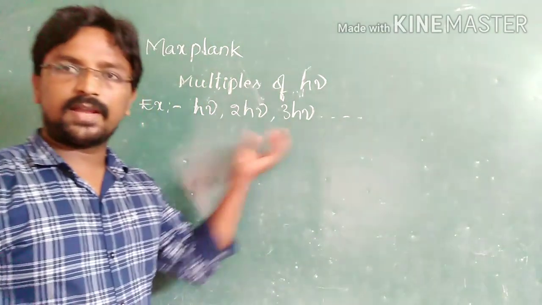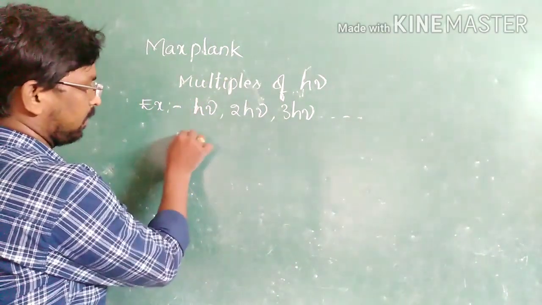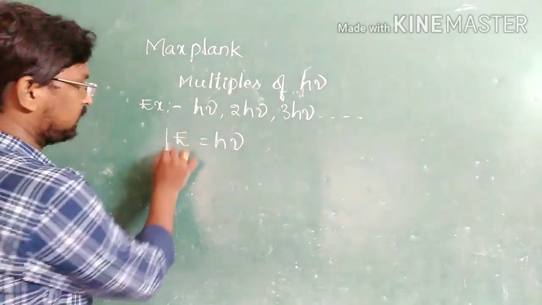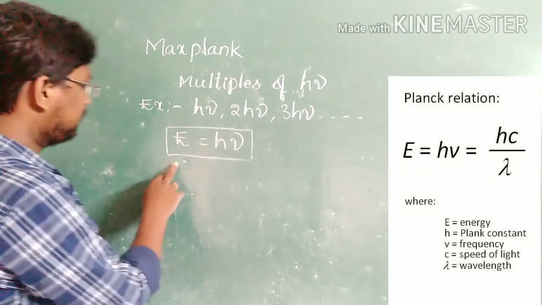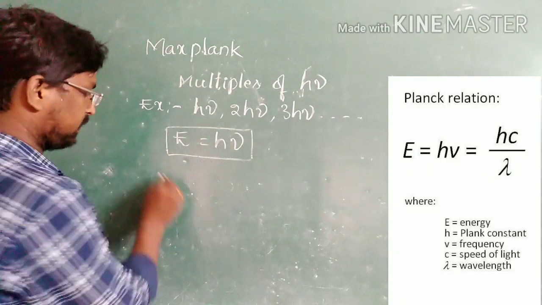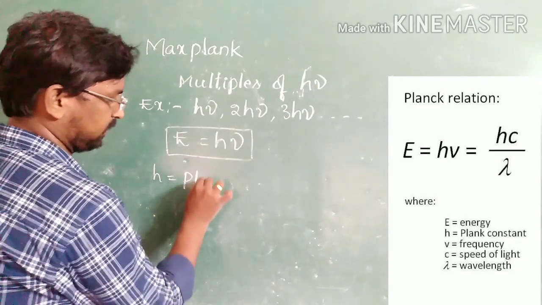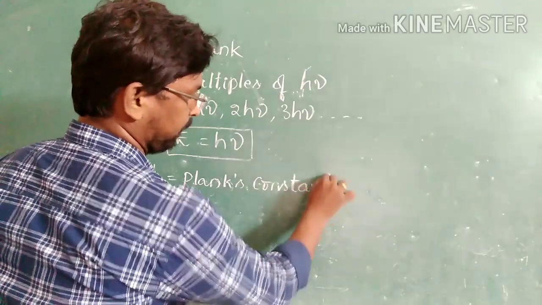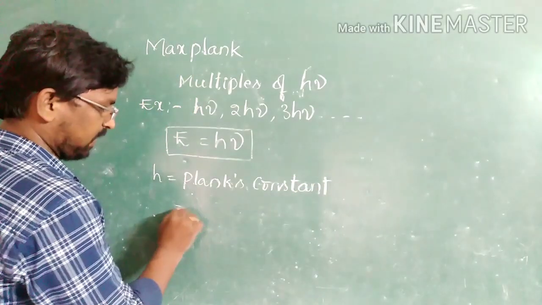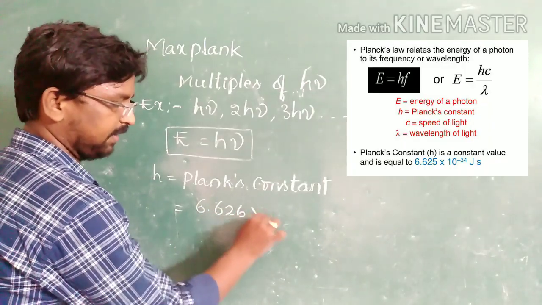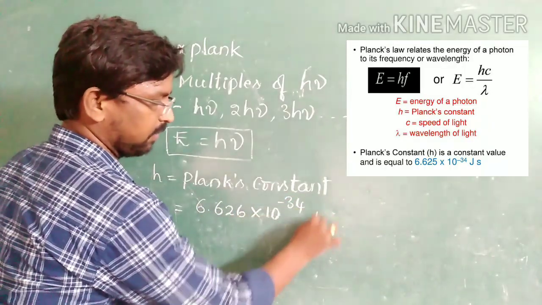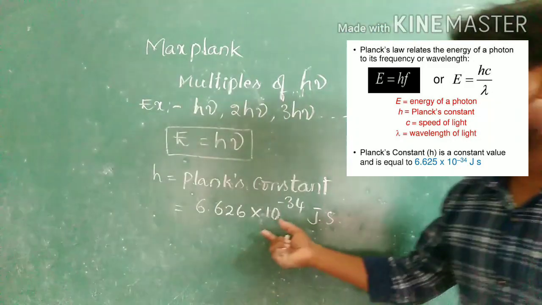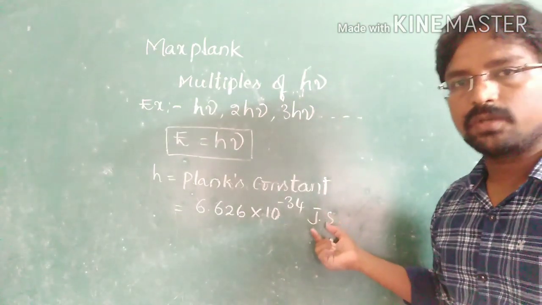He also gave the relationship E is equal to h nu. This is a very important relation here. E is energy, and h is Planck's constant. Its value is 6.626 into 10 power minus 34 joule seconds.